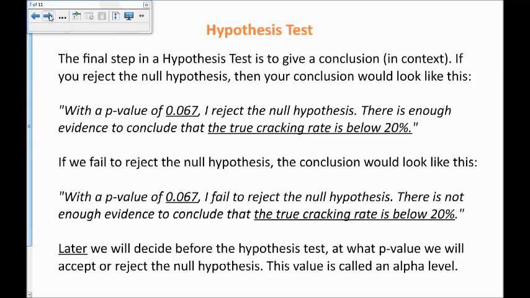Now the final step in the hypothesis test is to give a conclusion in context. Now I'm going to show you both ways of doing it, whether or not you reject the null hypothesis. So if you think that something happening that has a 0.067 chance of happening is surprising, you would reject the null hypothesis and you would say this.